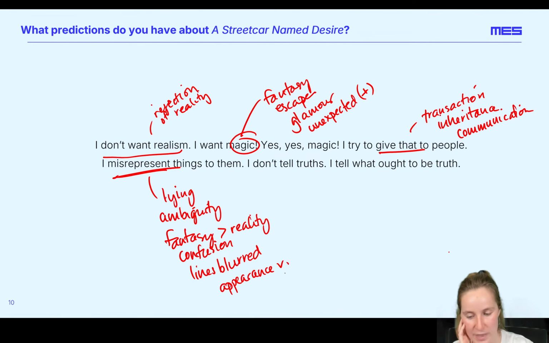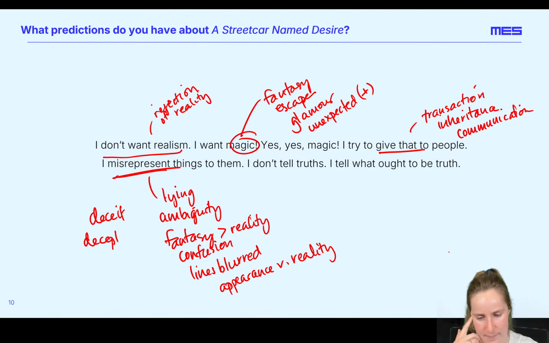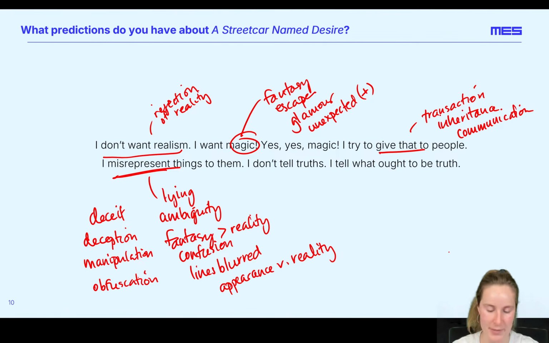But also with that, because it's all well and good to think about things like that, we also have the negative side of that, right? We have deceit. We have deception. We have manipulation. We have trickery, right? We have obfuscation, which means hiding things on purpose, blurring things on purpose. I don't tell truths, I tell what ought to be the truth.